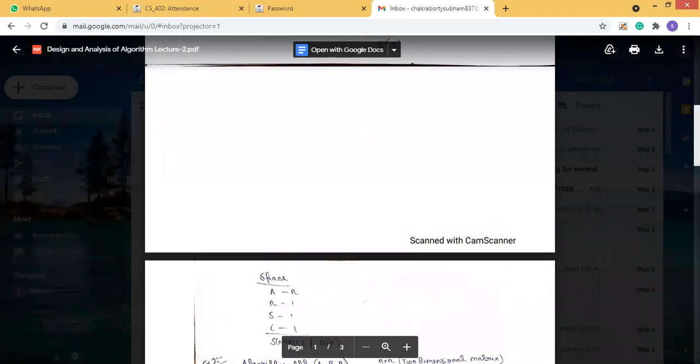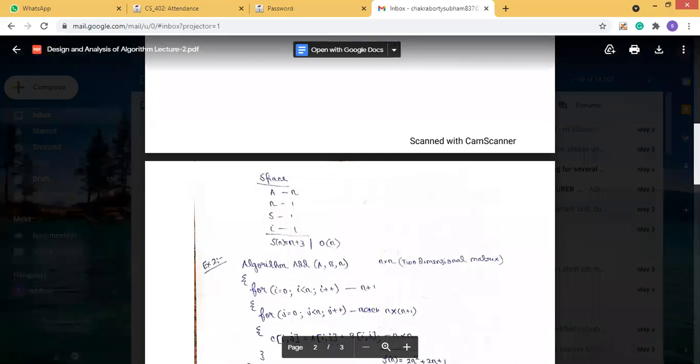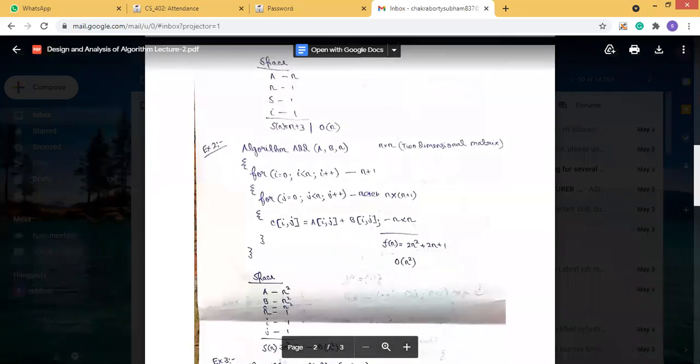Yes, sir. Okay. So that's how for a loop, its time function and space function are calculated. Clear? Next, like this type of examples.